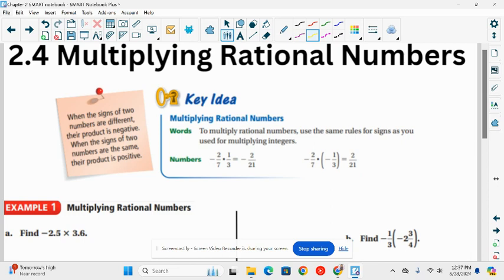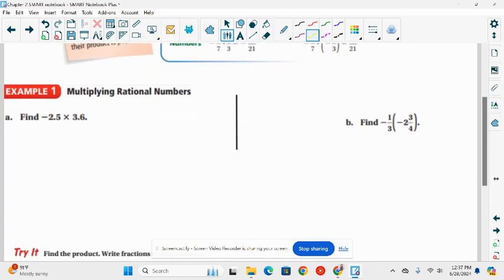Okay? Same signs, positive, different signs, negative. This time we're working with decimals and fractions. You have your basic calculator, so you can do the decimals pretty easy.